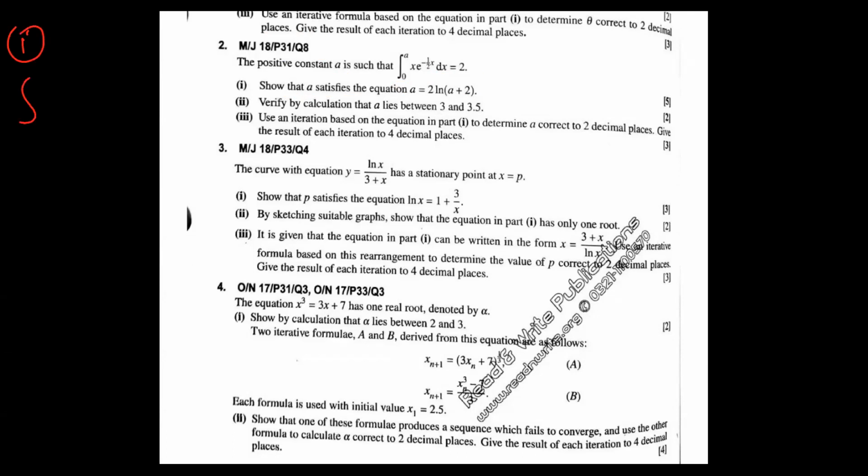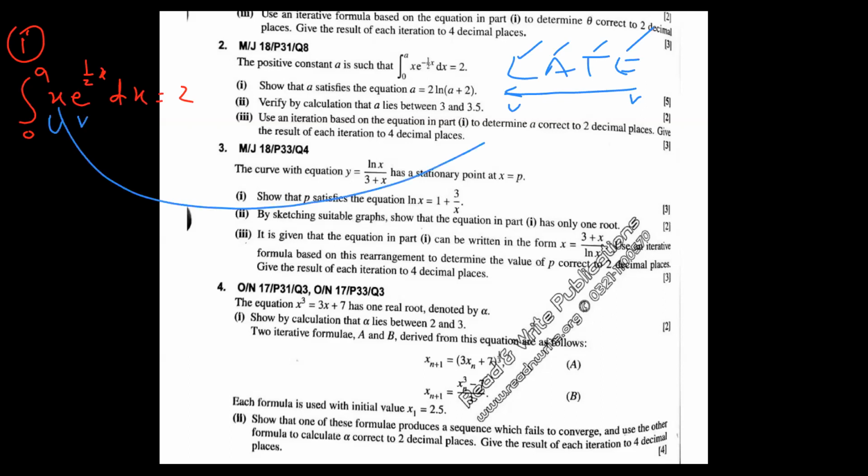So the integral from 0 to a of x e to the power half x dx is equal to 2. Now, according to the property I already taught, LATE: L for logarithm, A for algebra, T for trigonometry, E for exponential. So this is v and this is u, because algebra comes in the middle and exponential comes at the top. So clear idea, let's apply the plan.